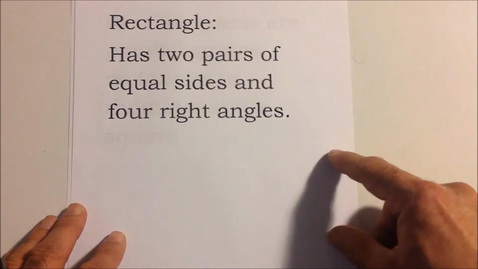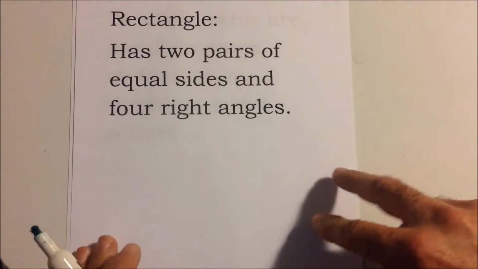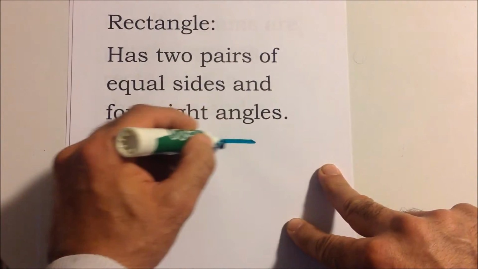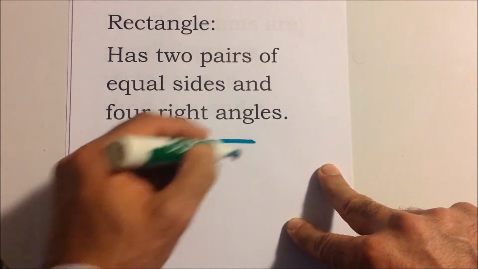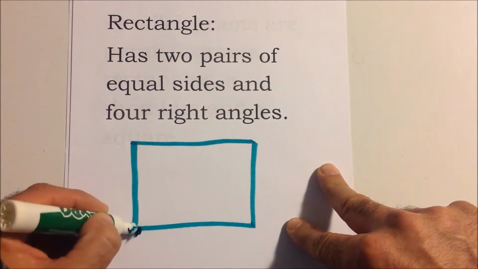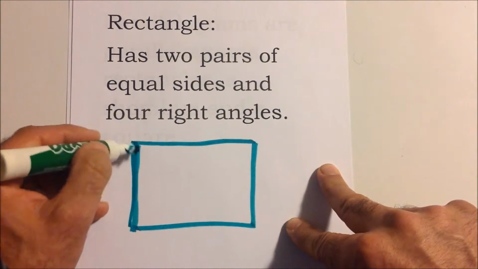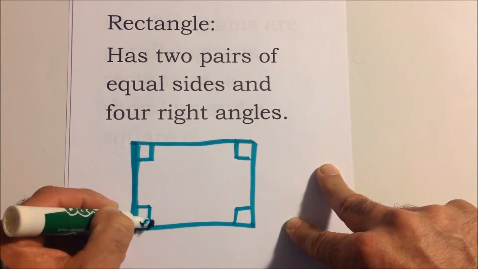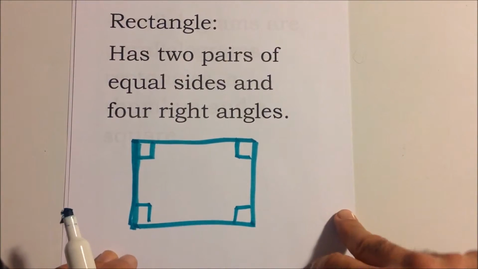But let's look at the next one. It's a rectangle, and we're familiar with rectangles. So it has two pairs of equal sides. So here's a rectangle. And it has four right angles. And we know we use that box for right angles. They're 90-degree angles. It has four of them.